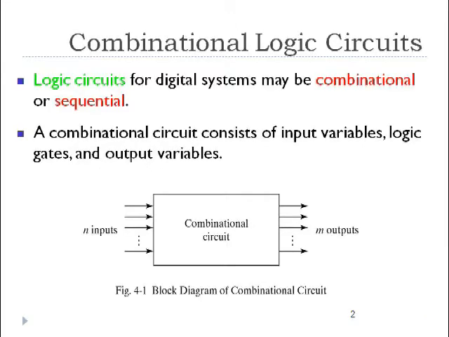The definition of a combinational circuit. Logic circuits for digital systems may be combinational or sequential, as just now I said, and a combinational circuit consists of input variables, logic gates and output variables. Now if you consider any kind of combinational circuit, it contains input variables, output variables as well as the logic gates.